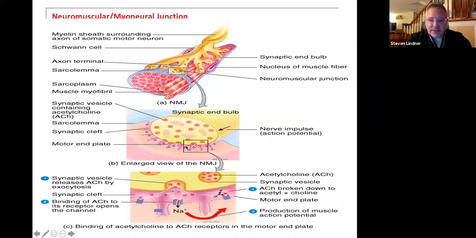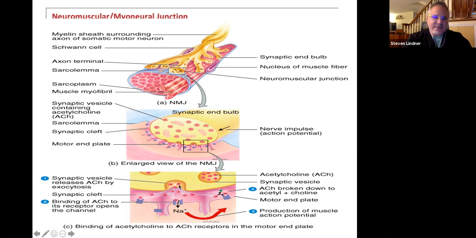Now let's take a look at this square right here. Again, we're going to blow up the neuromuscular junction one more time, and we're looking at the bottom picture. So here is a full vesicle. We see there's acetylcholine there. We see that this vesicle moved to the end of the axon terminal where it opened up, and it's going to release that excitatory neurotransmitter acetylcholine in this gap between the axon and the membrane of the muscle called the synaptic cleft.